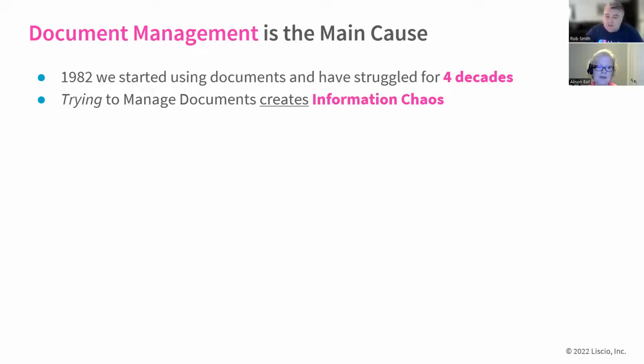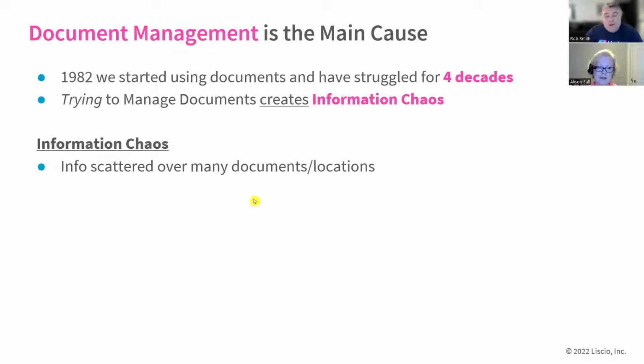Document management actually creates information chaos. Okay, what is information chaos? Information chaos is information scattered over many documents and many different locations. Before, everything was in one place. It was in a red well in the file room. We knew where everything was. Life was simple. It was hard work doing a lot of stuff, but it was simple and we knew where everything was. But now, with the age of documents, information has been scattered in many emails, many documents all over the place.